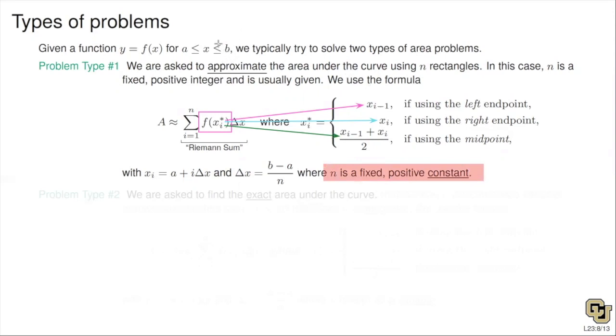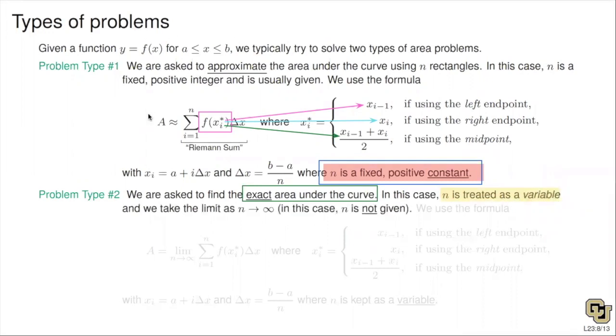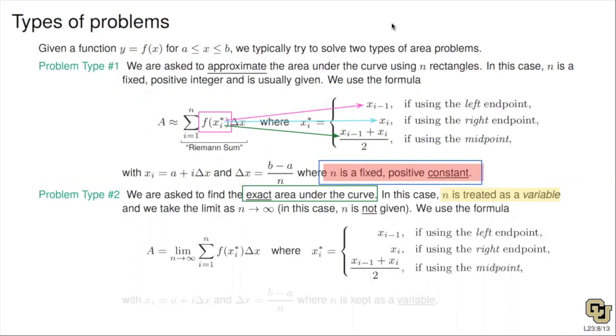Because we compare this to the other type of problem that we will be asked to do. The other type of problem is not to approximate the area, but to find the exact area. In this case, not much changes except one thing. In this case, n is no longer a constant. n will be treated like a variable. And we will send n to infinity. In this case, n will not be given because it's just a variable. It's just the letter n.